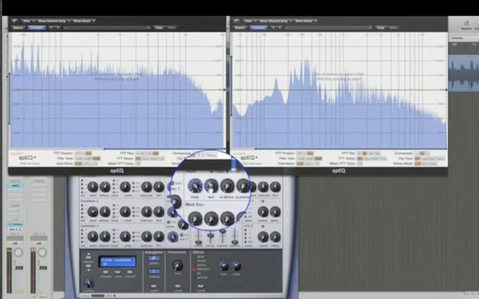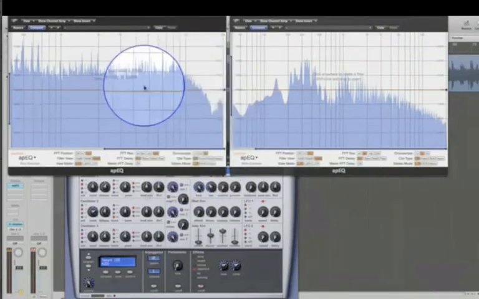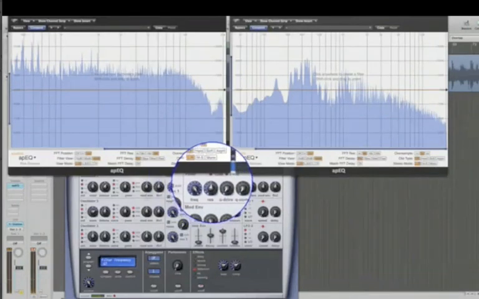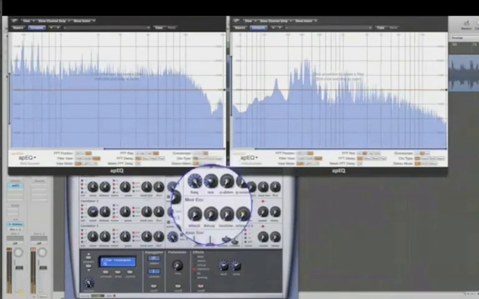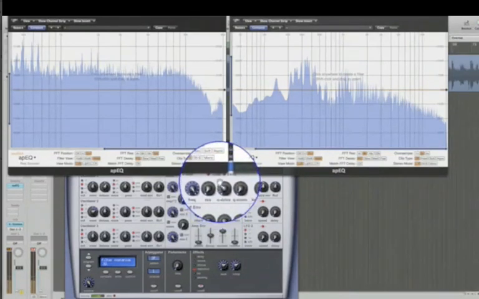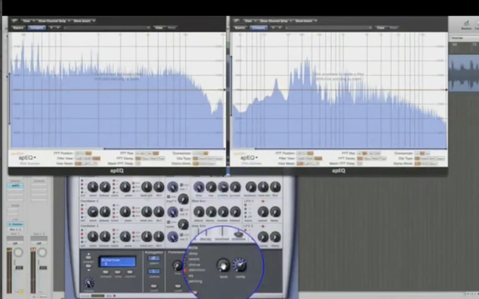We'll try a bit of resonance. I don't think there is resonance in there because we're not getting any real humps, but this may be a limitation of different synthesizers again. But let's turn that off.